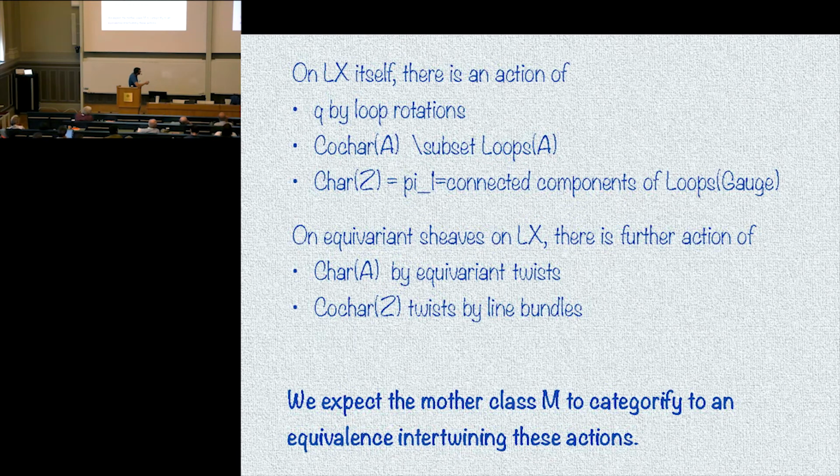And then if you take equivariant shifts, they can further act by equivariant twists. Since we take an equivariant shift, we can twist shifts by characters, and then the line bundles on this variety are parameterized by co-characters of Z, so that will be twist by line bundles, and we expect the mother class to categorify an equivalence between the two categories of boundary condition that correctly intertwines these two actions.